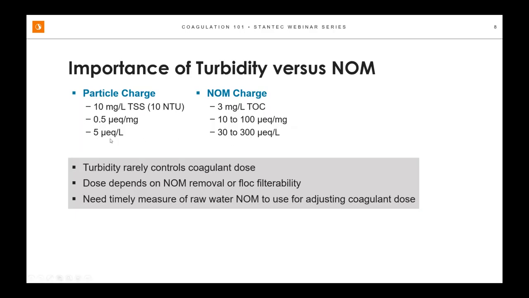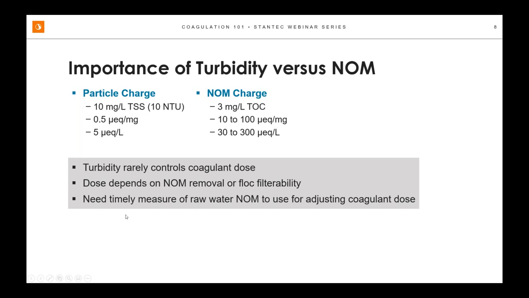So we find that rarely does the turbidity control the coagulant dose. The big negative charge that consumes coagulants tends to be the amount of TOC or NOM that we have in the water source. Okay, so the dose that we have to add to get things to work primarily depends usually on the NOM concentration, and then second, once we've satisfied the charge demand of that NOM, it's the charge on the floc that we end up producing. So there's a couple of things.